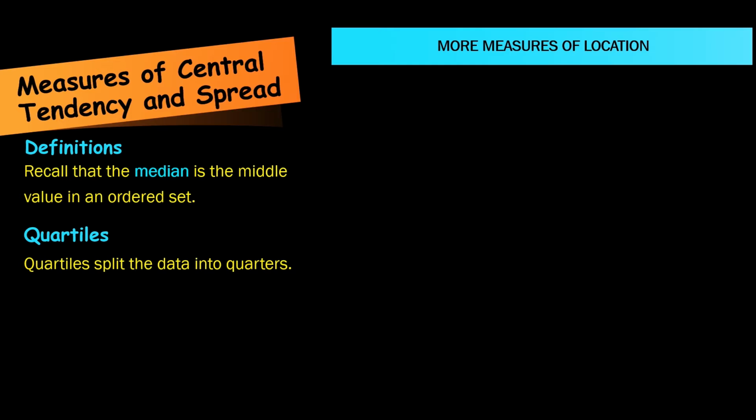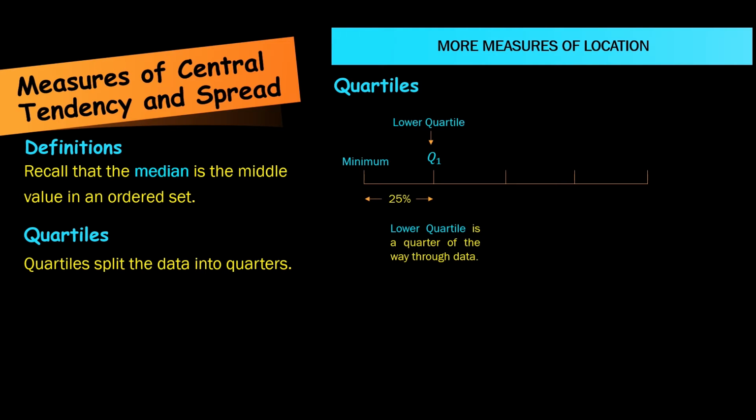Quartiles split the data into quarters. So let's take a look at an example. If we have a data set, and here the data set is being represented by a number line, this would be the minimum. 25% of the way along, we would have the first quartile, or Q1. This is a quarter of the way through the data.